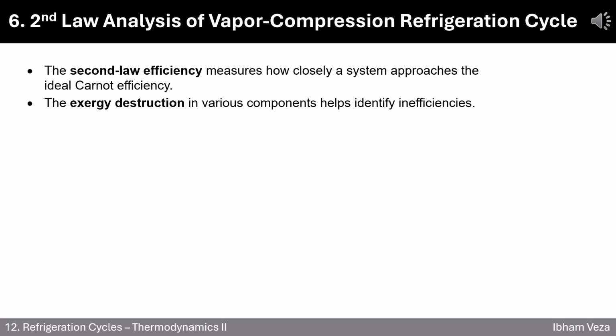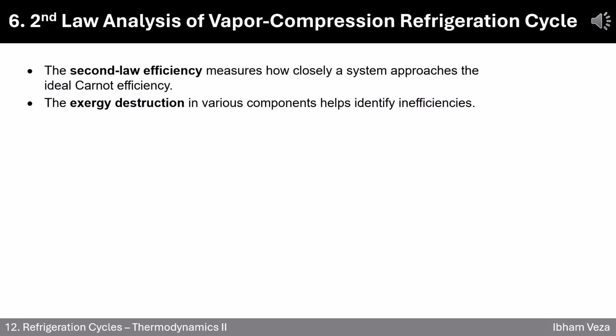Energy doesn't tell the whole story. Second law analysis looks deeper, measuring not just how much energy you use, but how wisely you use it. That's where second law efficiency comes in. It compares your system to the best-case scenario, the Carnot cycle, showing how close you really are to ideal performance.